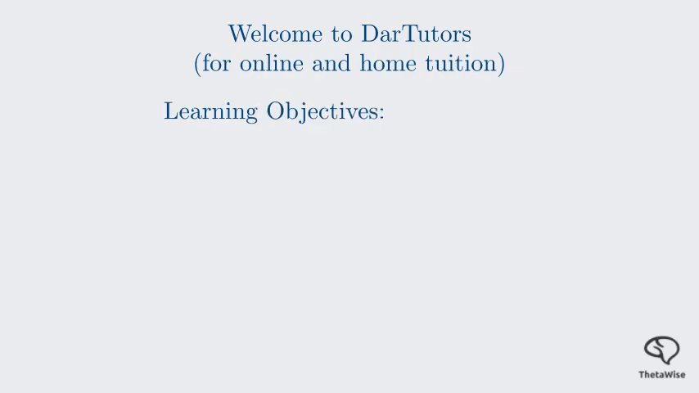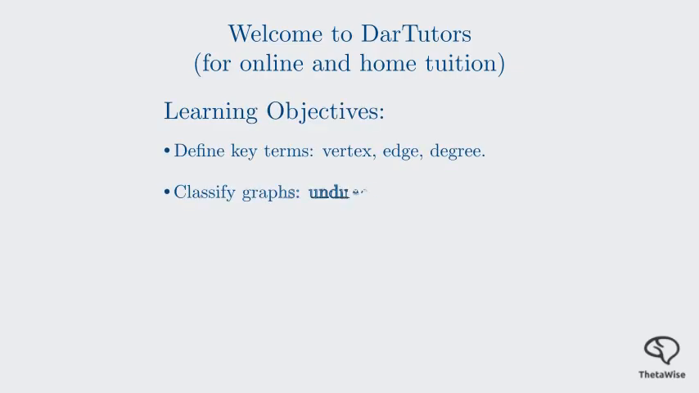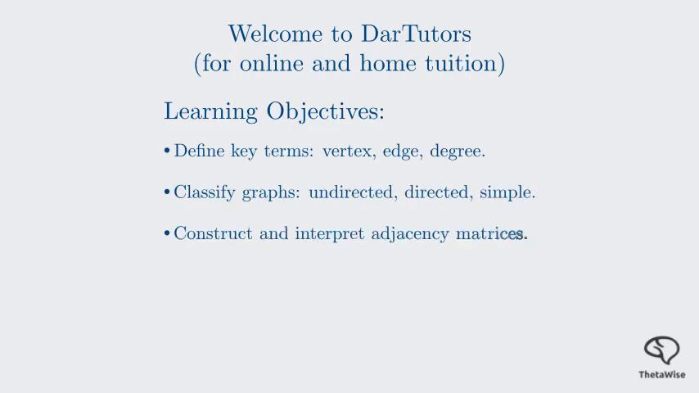By the end of this video, you will be able to define key terms like vertices and edges, classify different types of graphs such as undirected, directed, and simple graphs, and construct and interpret adjacency matrices for representing network connections. We'll begin with an opening problem to illustrate the practical applications of graph theory.